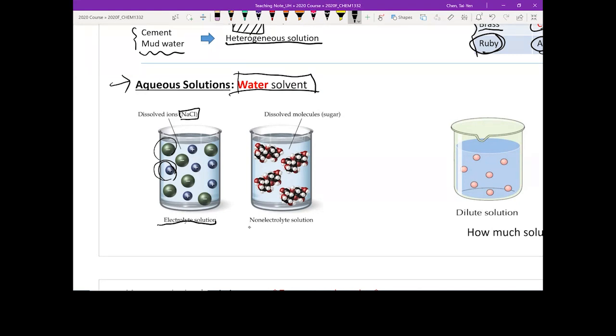coexisting inside your water solution. For non-electrolyte solutions, all you have is just the molecule itself. For example, sugar. Once it dissolves inside your water solvent, it stays in the same form as sugar. So structure-wise, it does not produce any cations or anions coexisting inside the water. So the way you judge electrolyte versus non-electrolyte solution is whether you have positive or negative charges coexisting inside the solution.